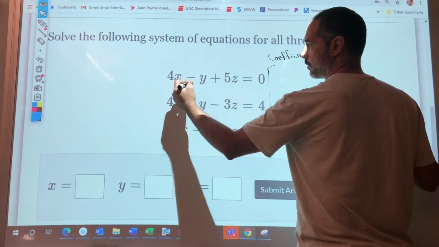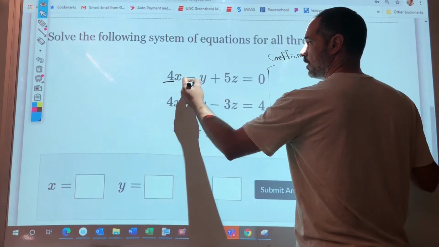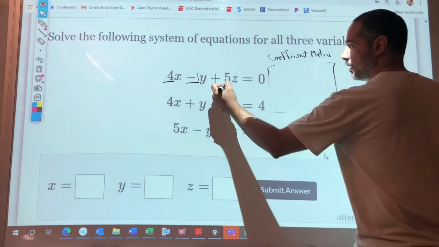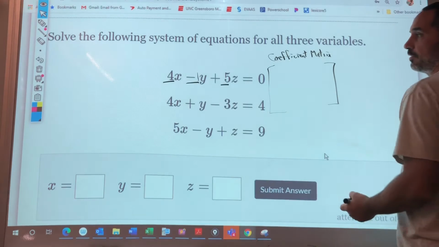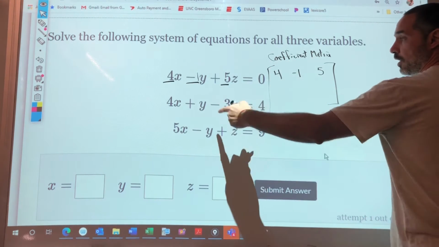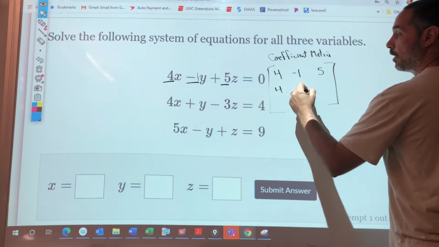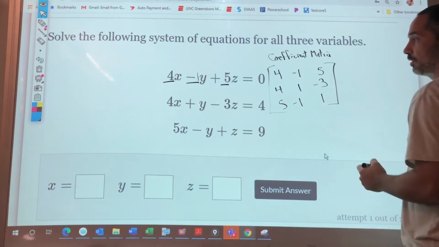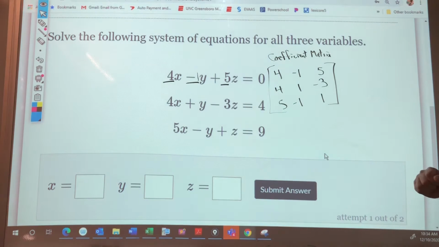The variables are x, y, and z, so the coefficient here is 4. In front of the y would be a -1, and in front of the z would be a 5. So this would be 4, -1, 5. Following suit, this would be 4, 1, -3, 5, -1, and 1. So that's the coefficient matrix.